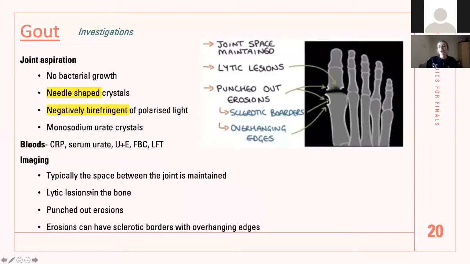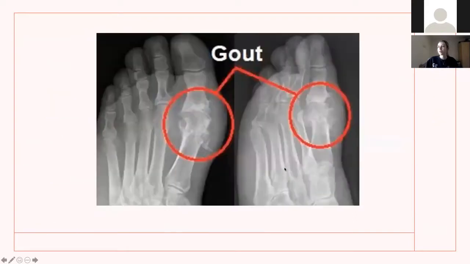On imaging, the space between the joint is normally maintained, but you see these punched out erosions with sclerotic borders here, so like denser whiter borders, and you'd also see overhanging edges like the ones shown here. You'd also see lytic lesions within the bone, so that's shown here. This is most common in the big toe, so this is gout on an X-ray. So you can see the lytic lesions. It's punched out sort of erosions here. So that's what you commonly see on X-ray.